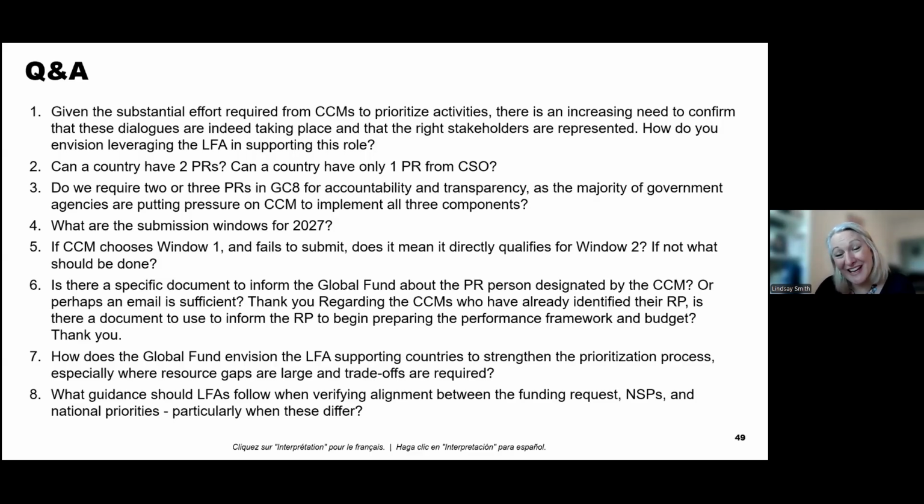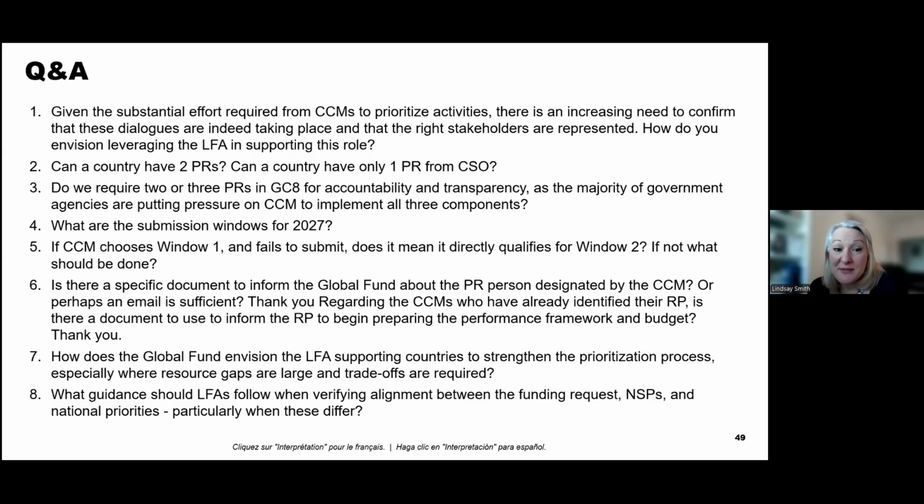It gets more tricky if a CCM is aiming for window 2 and then doesn't make it, if they have a grant that's going to be ending by the end of 2026, because then it's very likely that they would need to do the work to develop an extension to ensure that there is no disruption of services. But this is something that I would encourage you to think through carefully in terms of how you plan your time to be able to accommodate the need to submit in window 1 or window 2 if you have a grant that's ending at the end of this year.